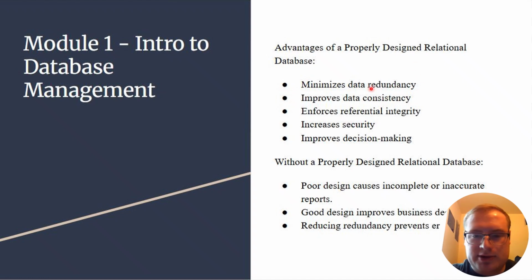So here are some of the bullet points. Basically everything I just said: minimizes data redundancy, improves data consistency, enforces referential integrity, increases security, improves decision making. Without a properly designed relational database, poor design causes incomplete or inaccurate reports. Good design improves business development. I just can't see with my face in the way. And reducing redundancy prevents errors.